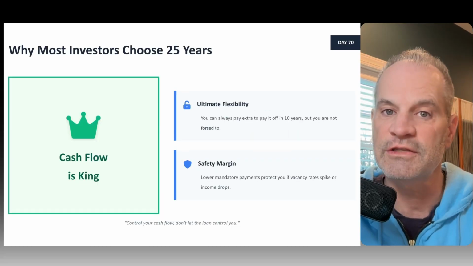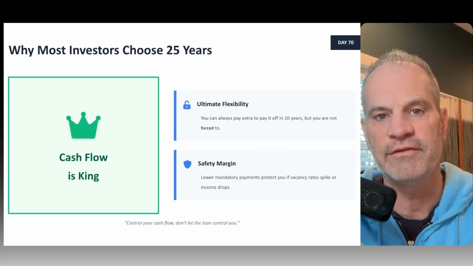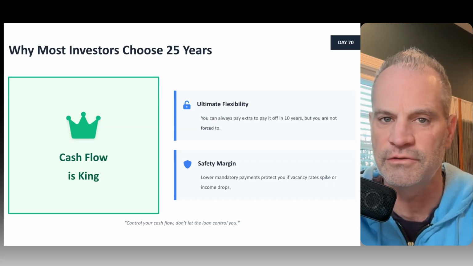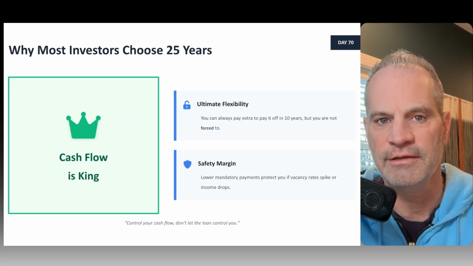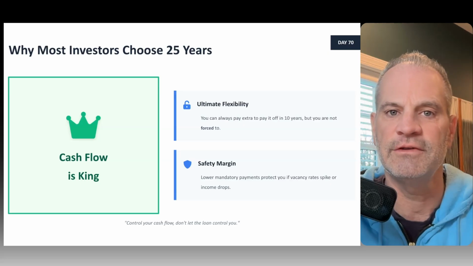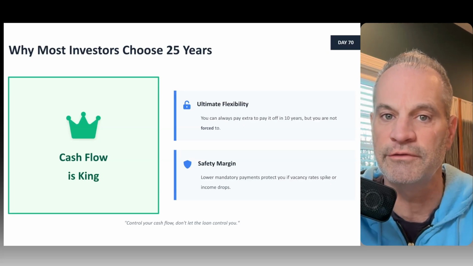The choice for most experienced investors is clear. They choose the 25-year AM, and it all comes down to control. Cash flow is king in commercial real estate. You must protect it above all else. The 25-year term gives you ultimate flexibility and maximum control over your capital.